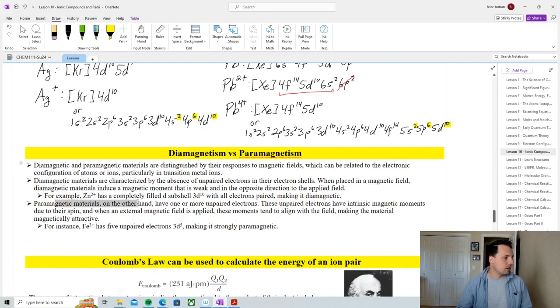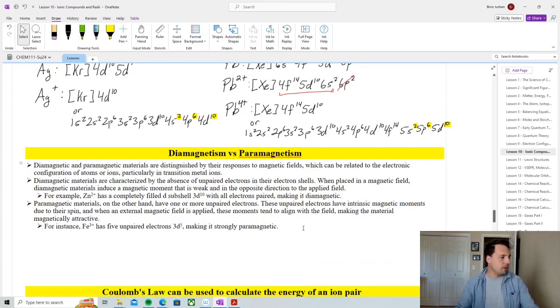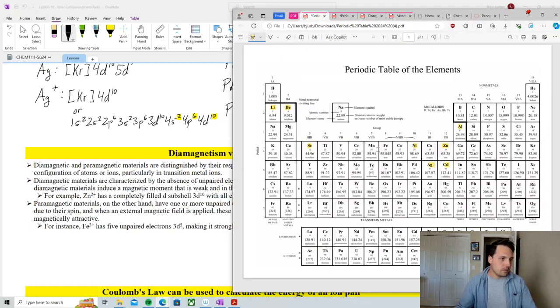So let's start here. So paramagnetic materials have one or more unpaired electrons. These unpaired electrons will have an intrinsic magnetic moment due to their spin. And when we apply an external magnetic field, these moments will align with the field, making that material magnetically attractive. One example of a paramagnetic material is iron 3+. And iron has 26 protons. It's got the core of argon.